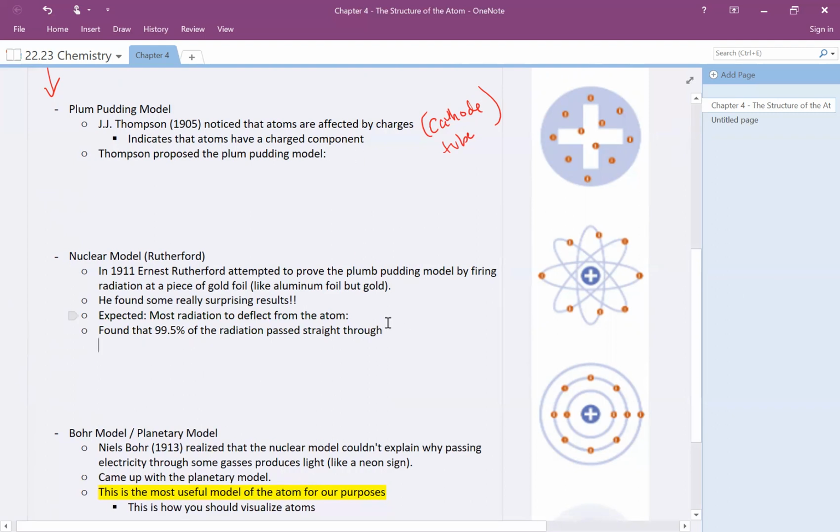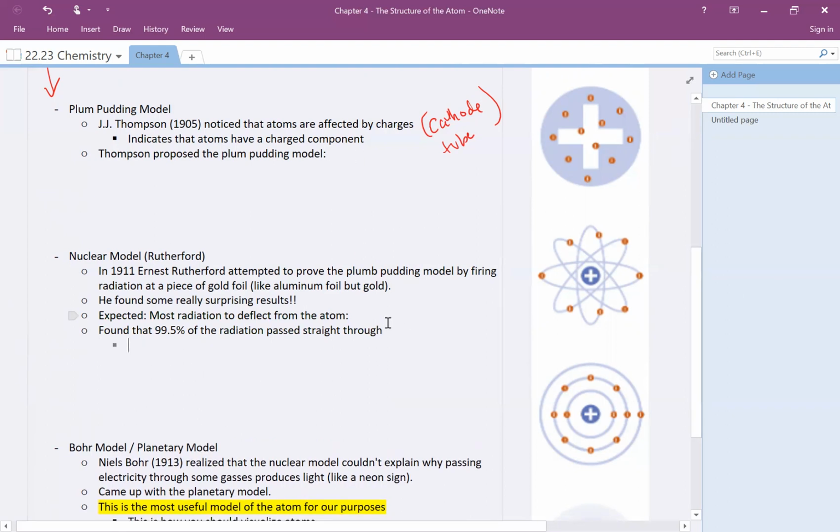And then some even more shocking results were that 0.5% of the time the radiation did hit something, but about 0.01% of the time the radiation bounced straight back at him. Now, I know you guys aren't at him, quote unquote, right? I mean straight back at the quote unquote gun firing radiation at the piece, right? It didn't actually hit him, which is why he stayed alive, right? He didn't die of radiation poisoning.